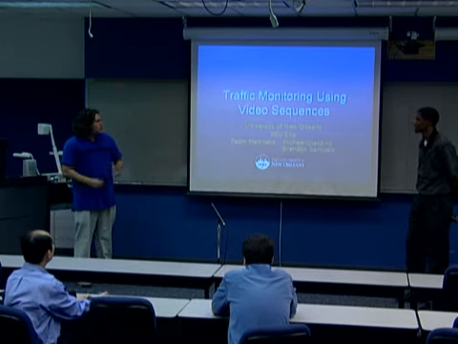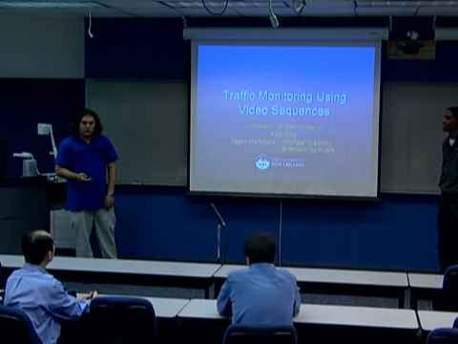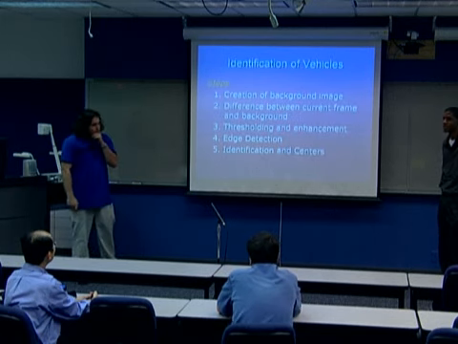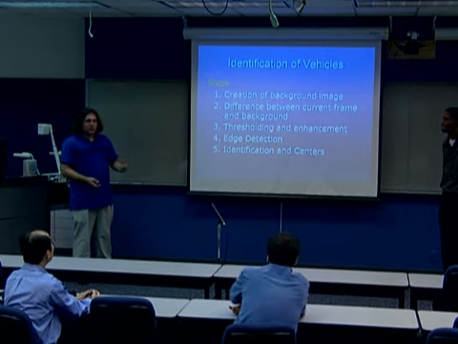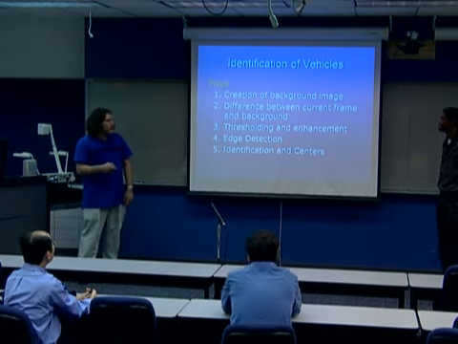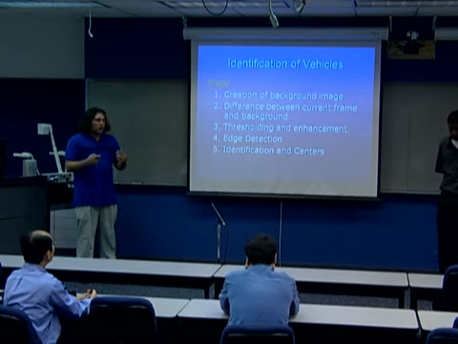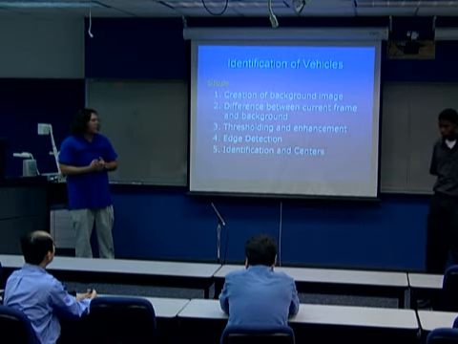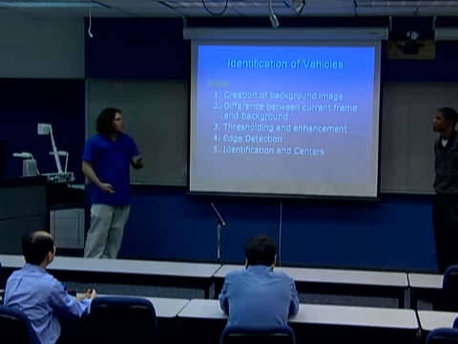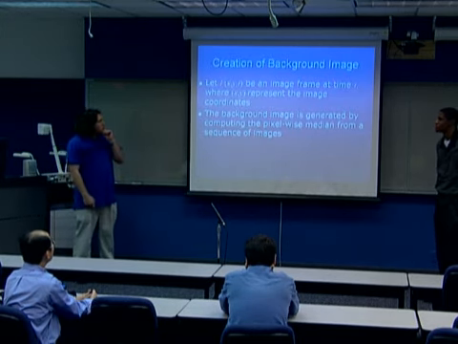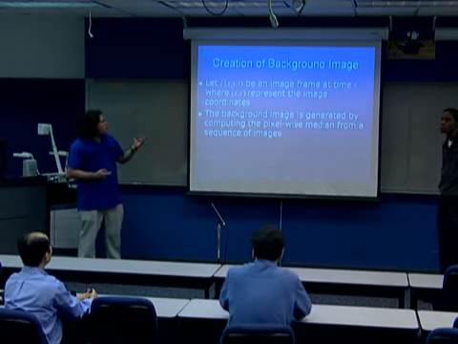I'm Michael Giardino. This is Brandon Samuels, and our project was traffic monitoring using video sequences. In order to identify vehicles, there are 5 steps to the basic image processing. We have to create a background image, find the difference between the current frame and the background image, threshold and enhance the image a little bit, do edge detection, and then use the coordinates of the edge detection to find the centers. This is what we had done in our previous presentation, but I'm going to go over it rather quickly.